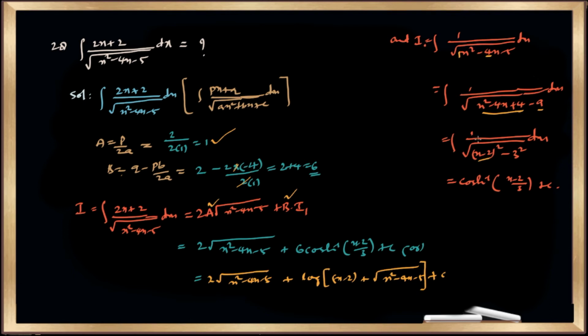So this is integral 1 by root over (x square minus a square), which is cos h inverse of x by a. x means x minus 2, a means 3. So the value of this I1 we have to write here. Okay, so B is 6, the value of I1 is cos h inverse of (x minus 2) by 3. So sometimes in options, instead of cos h inverse, logarithm of (x minus 2) by root over (x square minus 4x minus 5) is also there. So the formula of cos h inverse in terms of logarithm.